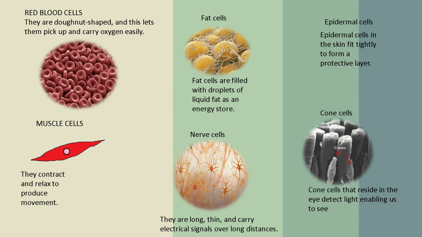Then nerve cells. They are long, thin, and carry electrical signals over long distances. These are used in our hands, basically in every single part of our body. These help us sense and feel, that means feeling rough, smooth, that kind of feeling. Then we have cone cells. Cone cells that reside in the eye detect light, enabling us to see. So these cells are very important. The cone cell is really important, especially.